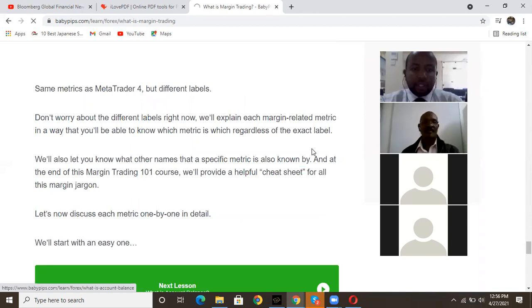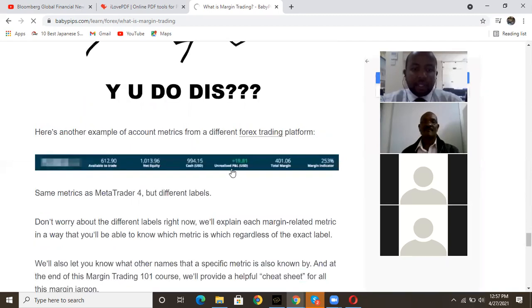You can see this is another example. There's available to trade, net equity, cash, and realized P&L. This is what is running total margin. So let me go into detail.